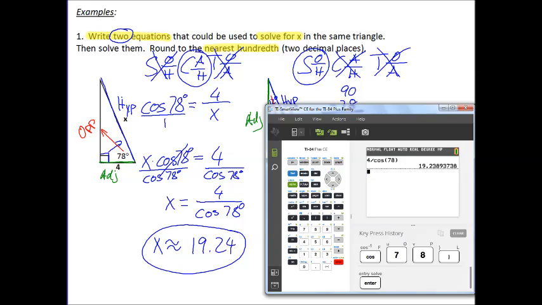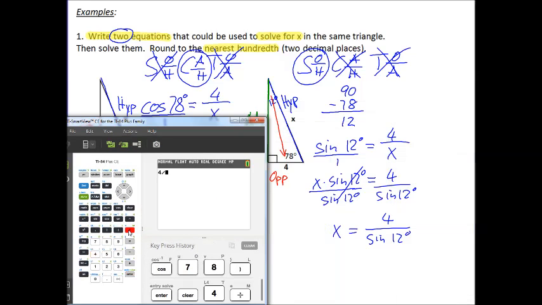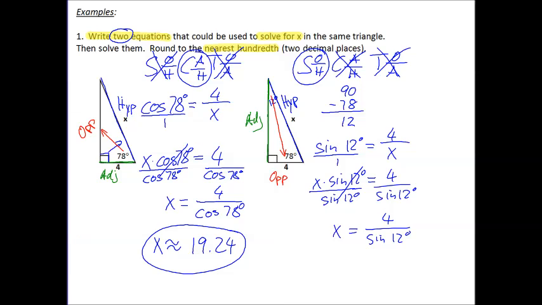This last part we're going to do on the calculator again. 4 divided by the sine of 12 degrees, and the answer is 19.2389. Approximated and rounded to the nearest hundredth, that is approximately 19.24. And guess what? These two answers are, of course, the same. It's the same side we're talking about. It's just two different ways we found that side.